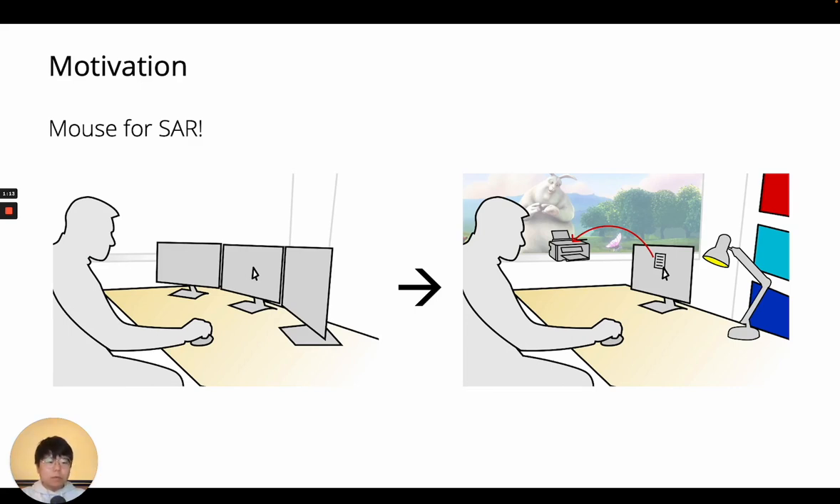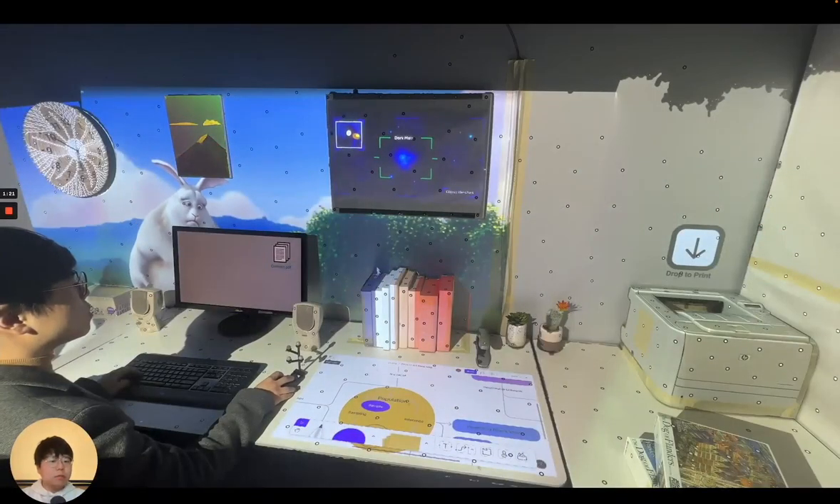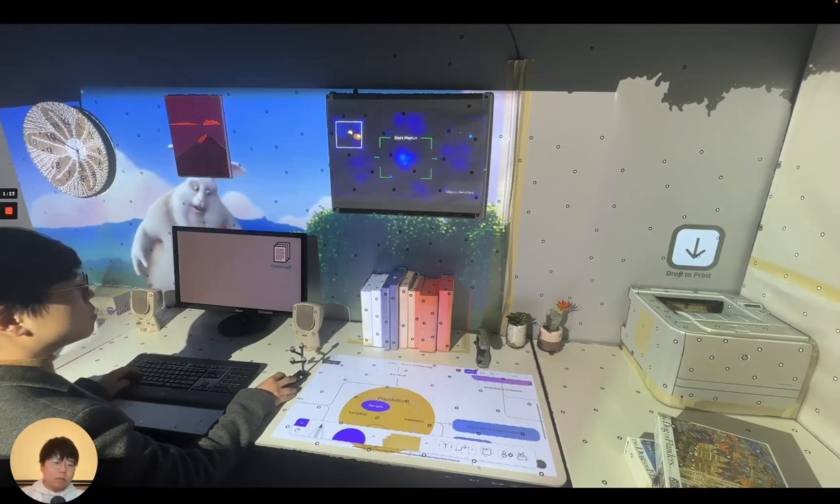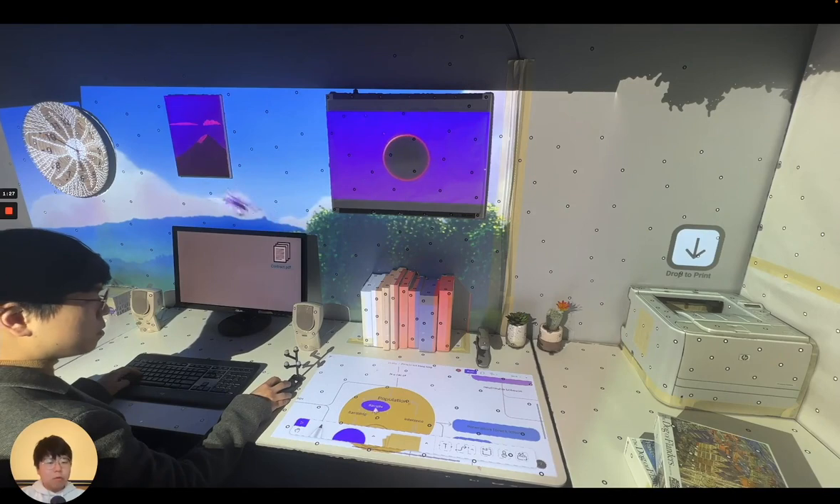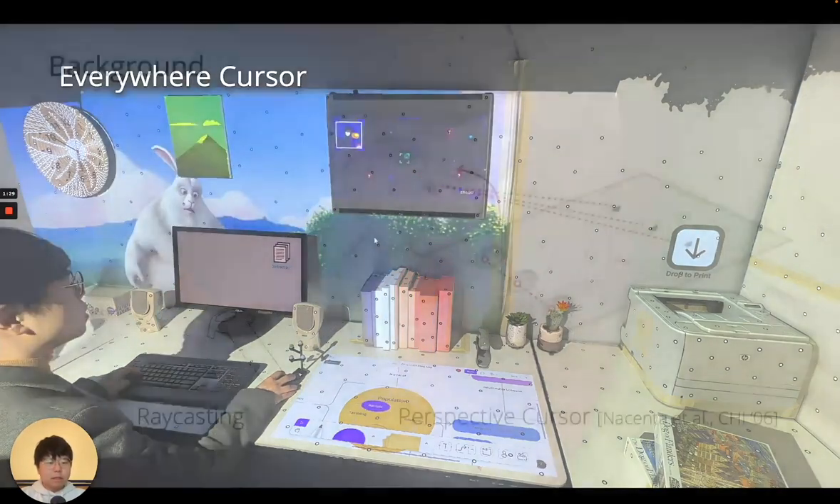So, we explored how to design a mouse technique for SAR with a focus on two approaches, perspective-based and geometry-based. We introduced Everywhere Cursor, a geometry-based mouse technique for SAR, as a concrete example to compare with perspective-based techniques.